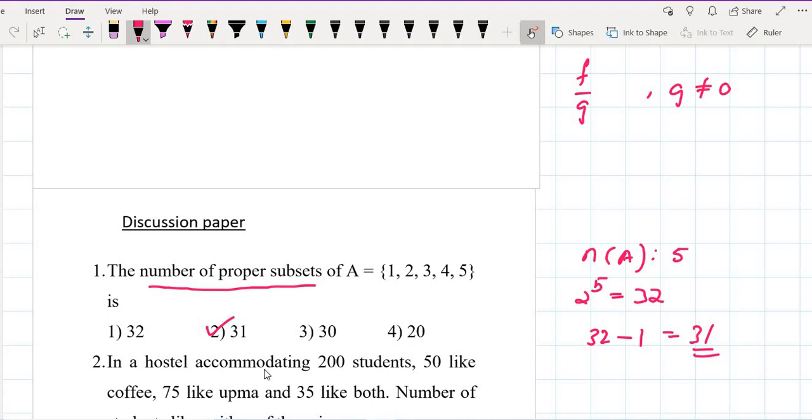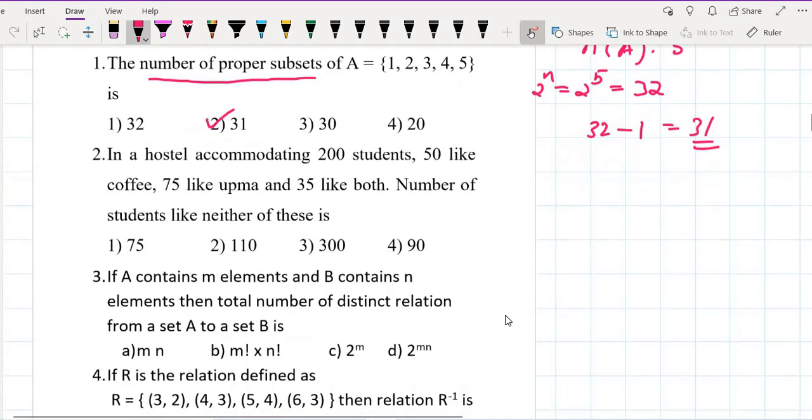Second option. Remember, the number of improper subsets is always 1, that is the given set itself. So the number of subsets is 2 power n, that is 2 power 5, that is 32. From 32 subtract 1, that is improper. So we'll get the number of proper subsets, that is 31. So option 2 matches, right?